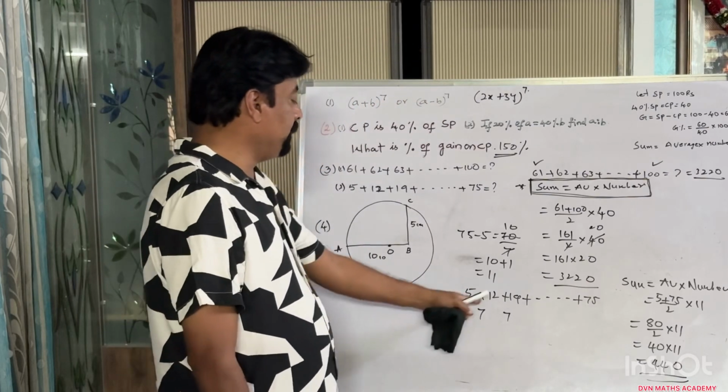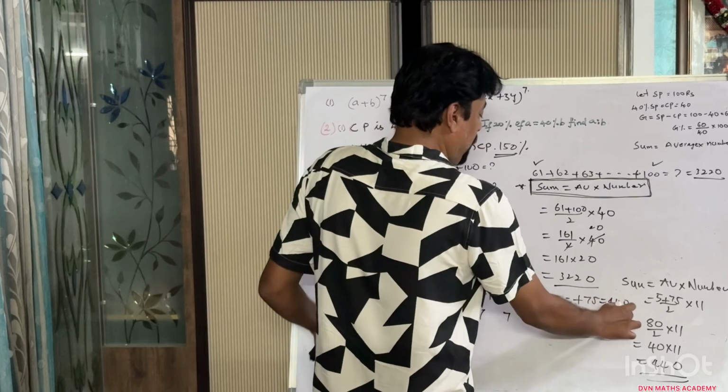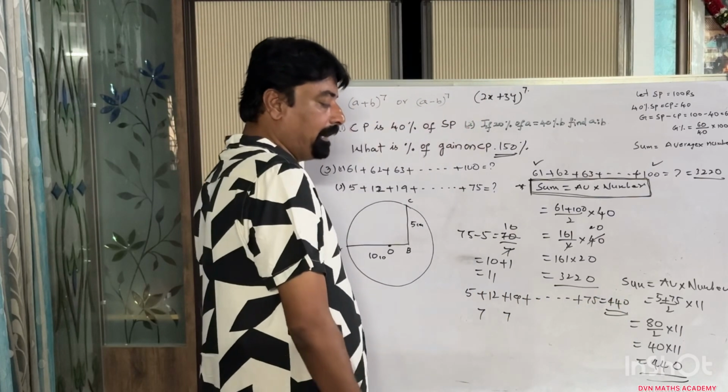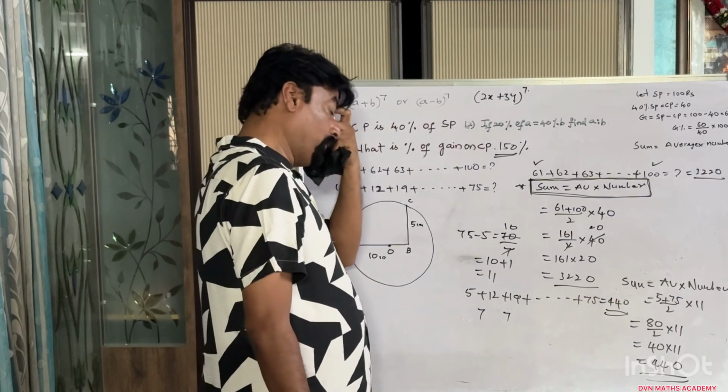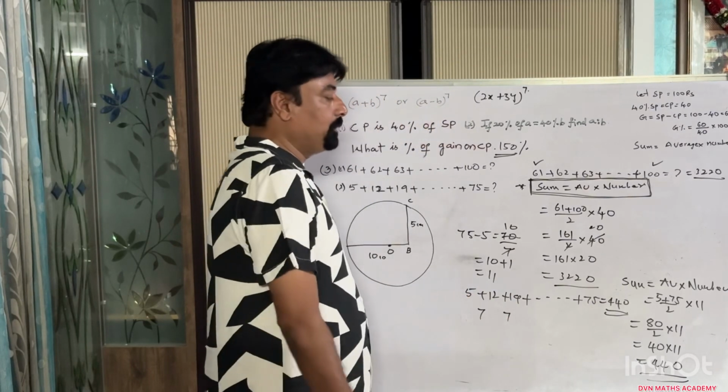440. The sum of these numbers is 440. Like that, you can get the answer. So 40 into 11, 0 into 4, 4 into 11 is 44. The sum of these numbers is equal to 440.